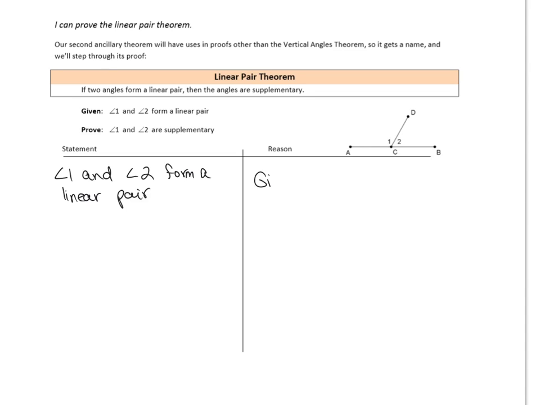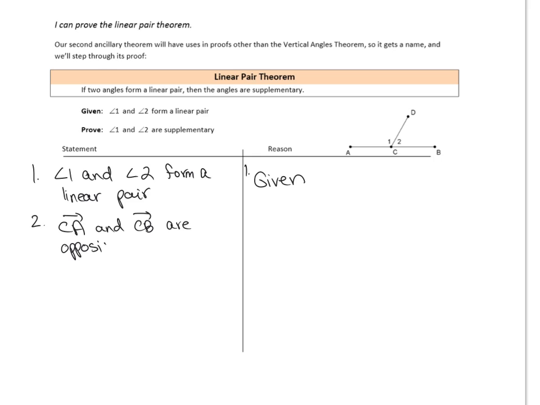And that's my given. And step 1. Now, definition of a linear pair is basically two adjacent angles whose sides form opposite rays. So I then need to say in my next line that ray CA and ray CB are opposite rays.